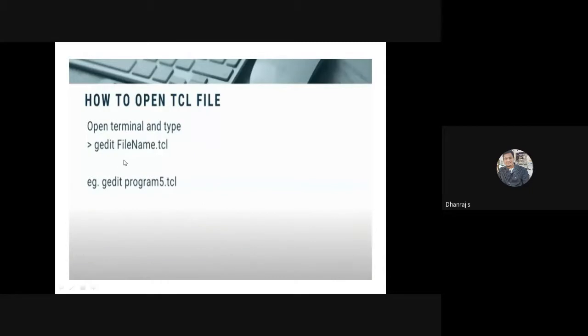So this is the general process we adopted to write the previous 4 programs. Go to the terminal, then type gedit, give the file name with the extension .tcl. Let us consider gedit program5.tcl. Then the notepad is going to open. Then you need to type the program, save, then compile it.